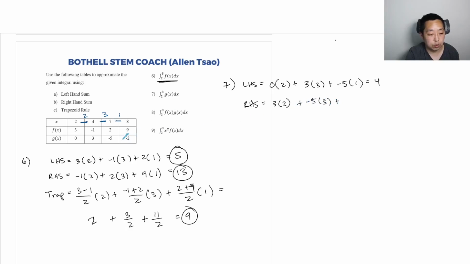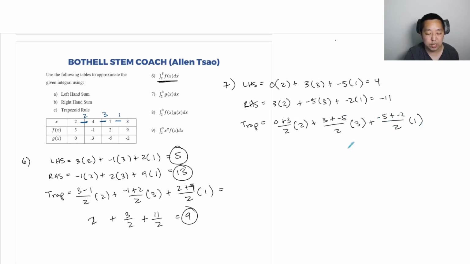And then I'm going to do the right-hand point of this interval, -2 times 1. And I'm going to get 6 minus 15 minus 9 minus 11, I guess. And then trapezoid rule, you just average the 2. So I'm going to do 0 plus 3 over 2 times 2. Then 3 and -5 I average times the width of 3. And then average these 2 times the 1.